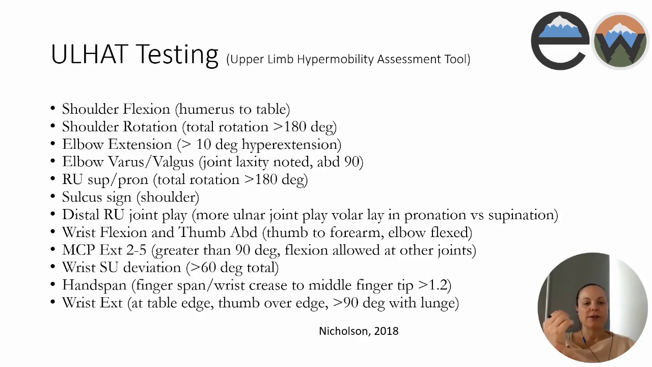Distal radial ulnar joint play. I've got so much stuff on my wrist, I apologize. So that's looking about bringing this down. So can we bring that down? How much play do we have at that distal radius ulna? Okay, so if the ulna can pop down in pronation versus supination as well, you test it there. It's definitely a test for a hand therapist, OT, or a PT. Wrist flexion and thumb abduction. This can be done with the elbow flexed, but this is the EDS gang sign, the thumb to the forearm.